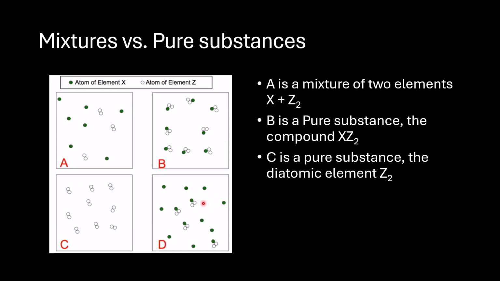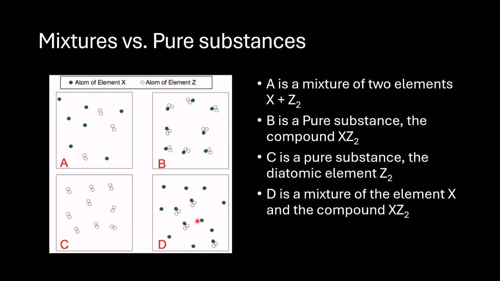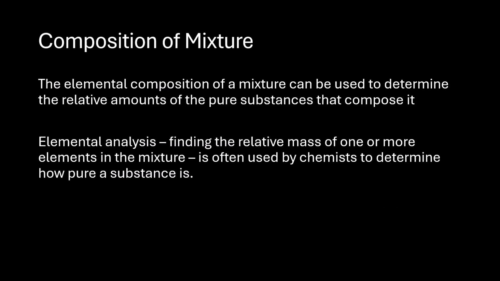Now let's look at D. In D, we have single atoms of element X, and we also have an element X bonded to 2 element Z's. Because this is not exactly the same throughout, D is going to be a mixture, and it's going to be a mixture of element X and the compound XZ2.